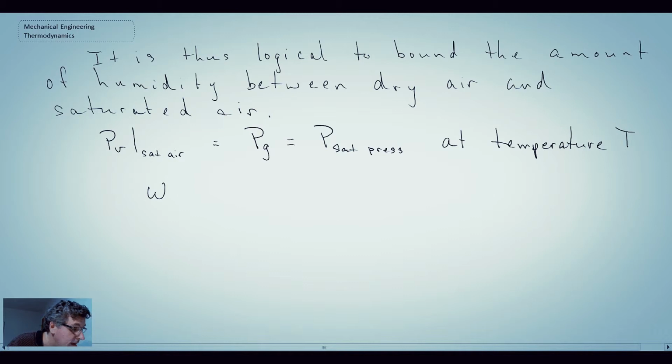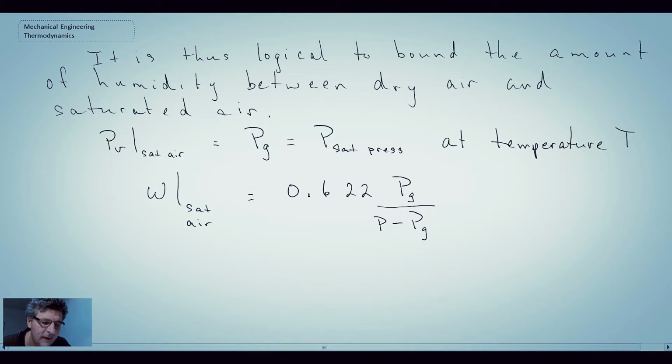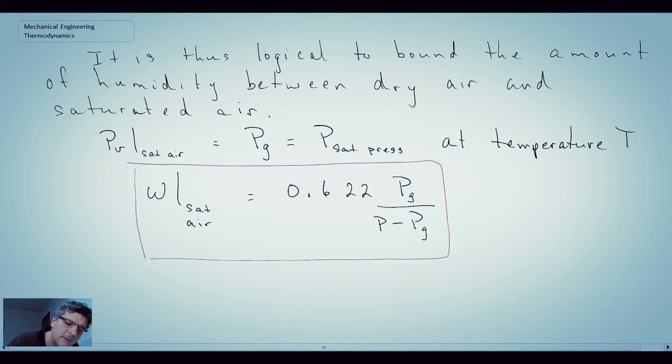And so we can then write the specific humidity for saturated air where we've replaced the PV value, or the vapor pressure, by the value from the steam table for the saturation pressure. So that gives us an upper bound in terms of how much water moisture we can add, and that would be kilograms of water moisture per kilogram of dry air is what we'd be looking at there.